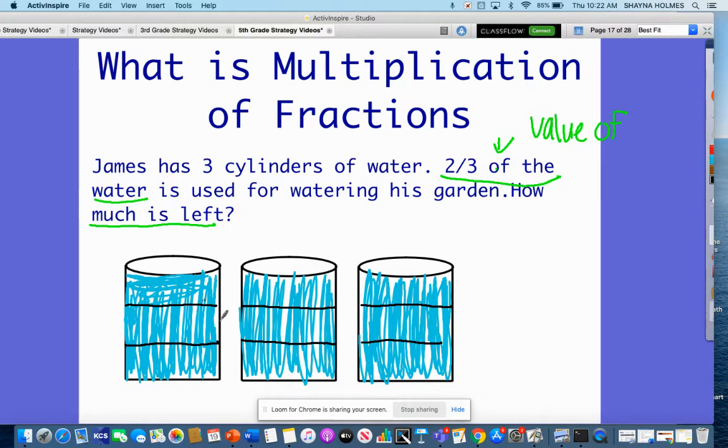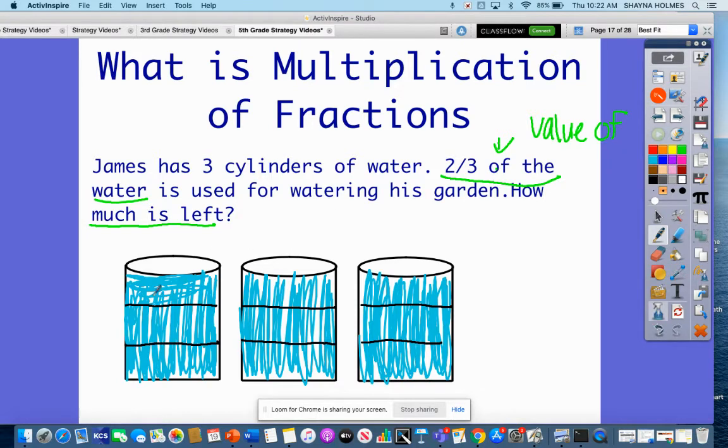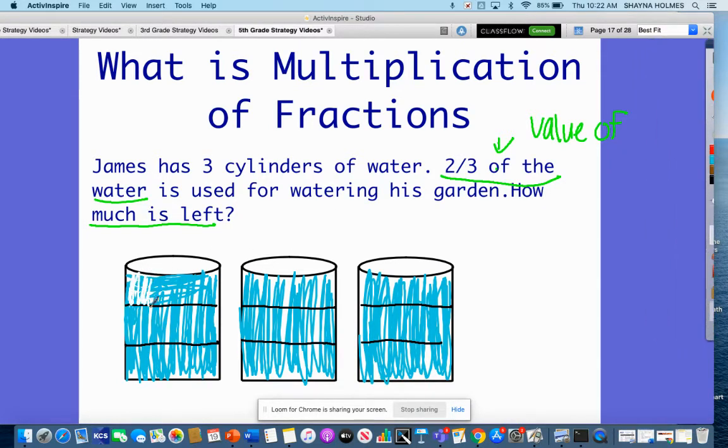Okay, now that I've got these filled up and divided into thirds, it says 2/3 of the water is used for watering his garden. So that means that this right here is gone. This 1/3 has been used, and this is the other 2/3. So I'm going to color it out. So this was poured out to water the garden, and this is left. So I'm going to do that over here as well.